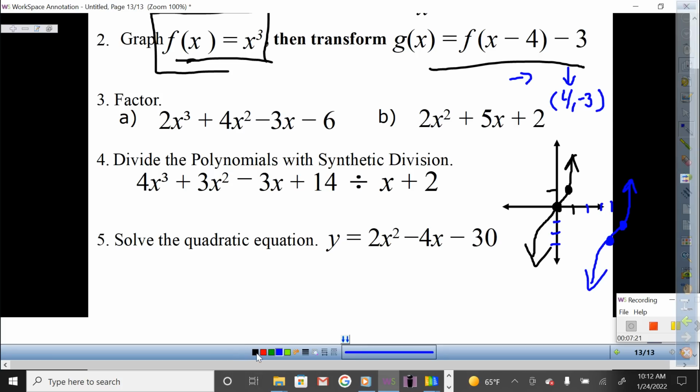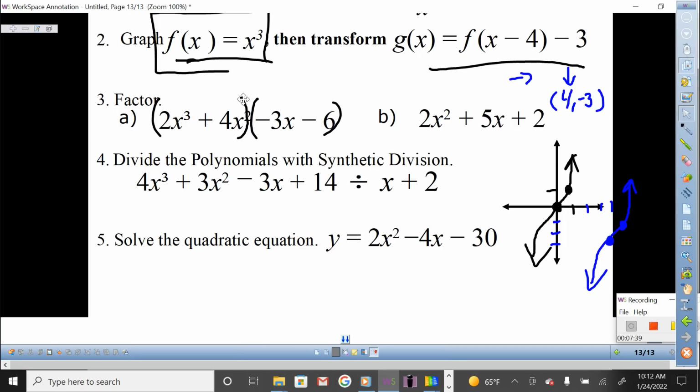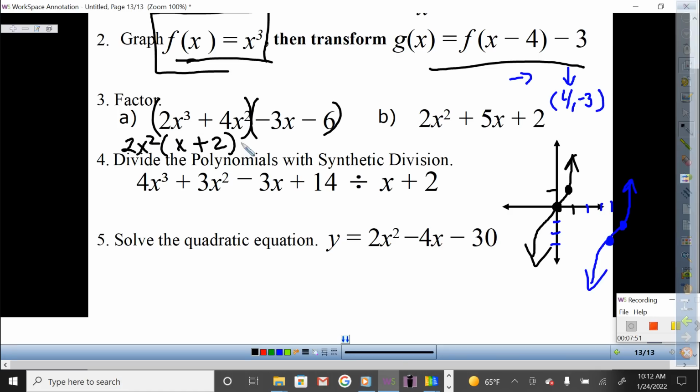All right, let's go to factor. Let's see, is there a GCF? No. Is it in standard form? Yeah, so let's group. With that said, what's the GCF for the first two? Tell your neighbor what's the GCF for these two terms. 2x squared, we're left with x plus 2. What's the GCF for these two terms right here? Negative 3, we're left with x plus 2. So my factors are x plus 2, and what's left over? 2x squared minus 3.